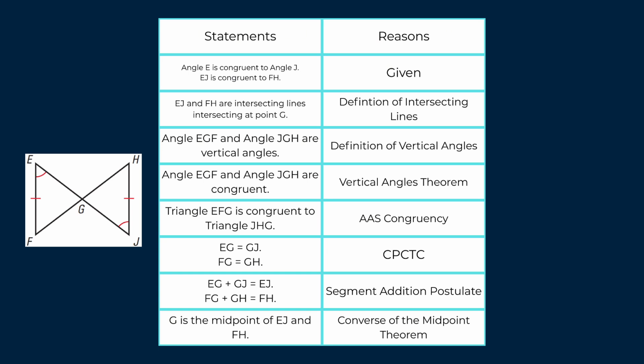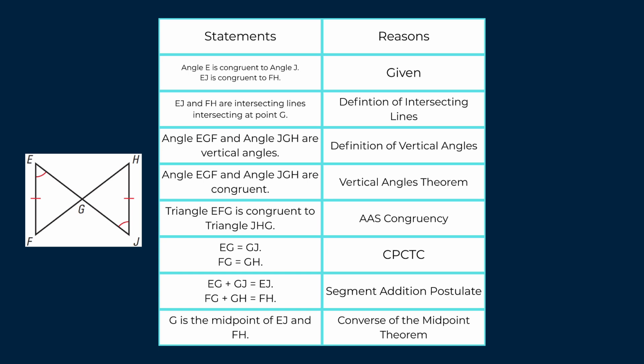Now, if you notice, we already have two angles and a non-included but corresponding side, meaning that we can already use AAS congruency to prove that triangle EFG is congruent to triangle JHG. Now that we've proved these two triangles congruent, now is the hard part. Now we have to prove that G is the midpoint of both EJ and FH.